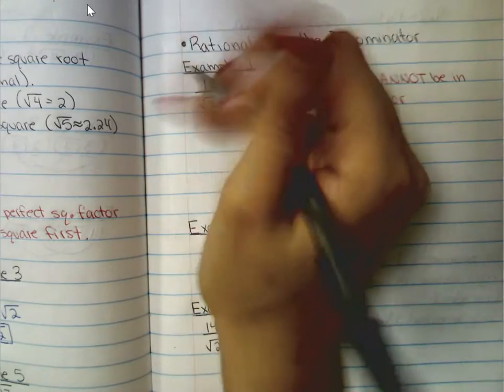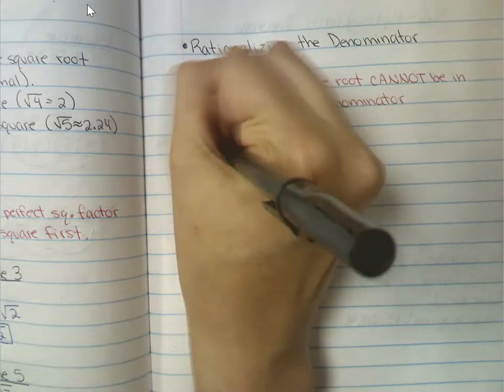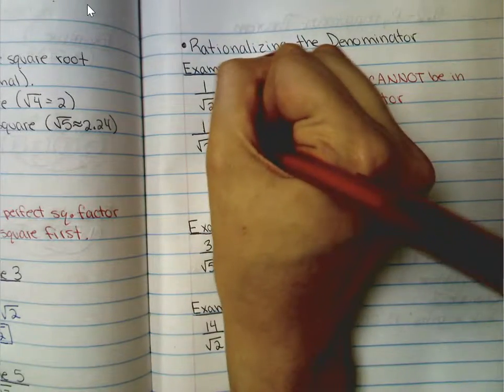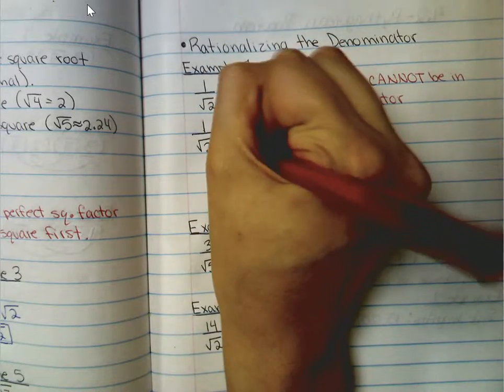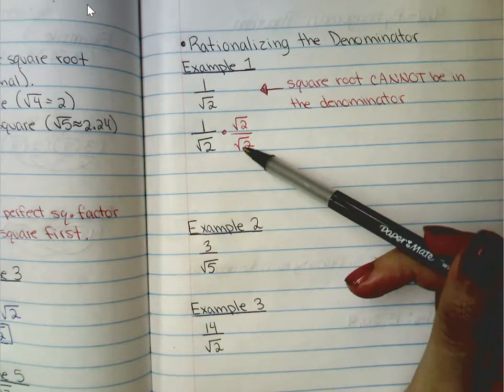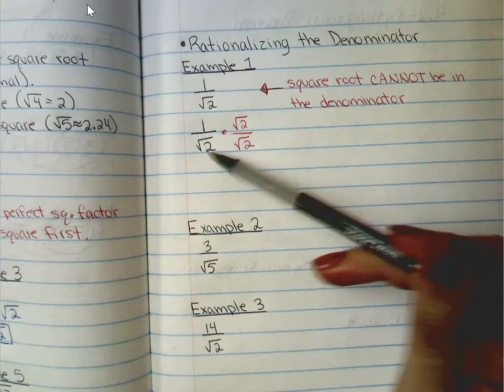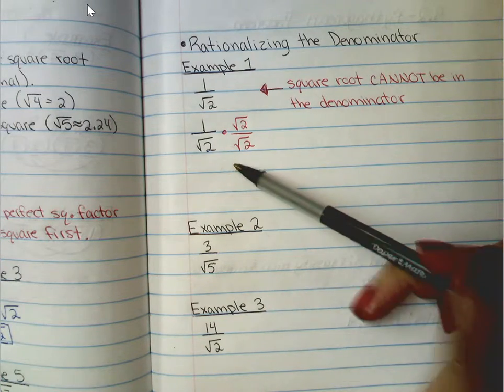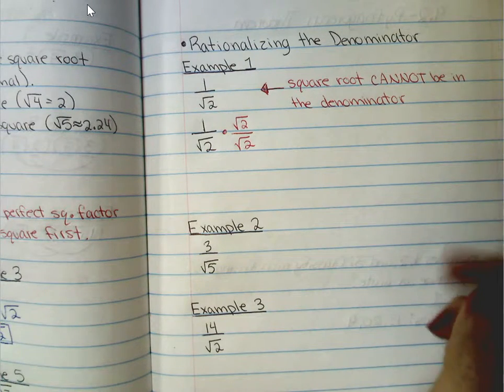So I'm just going to copy the problem. I'm going to take the denominator and multiply it on top and on bottom. I'm not changing anything, because square root of 2 over square root of 2 is 1. If I'm multiplying by 1, I'm not changing anything. But this is going to help me get rid of that radical that's in the bottom. So I'm going to multiply the two numbers on top.